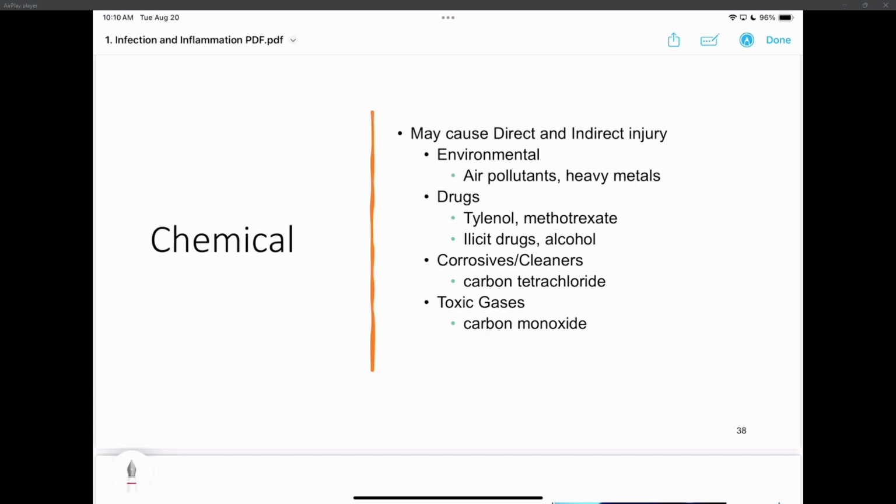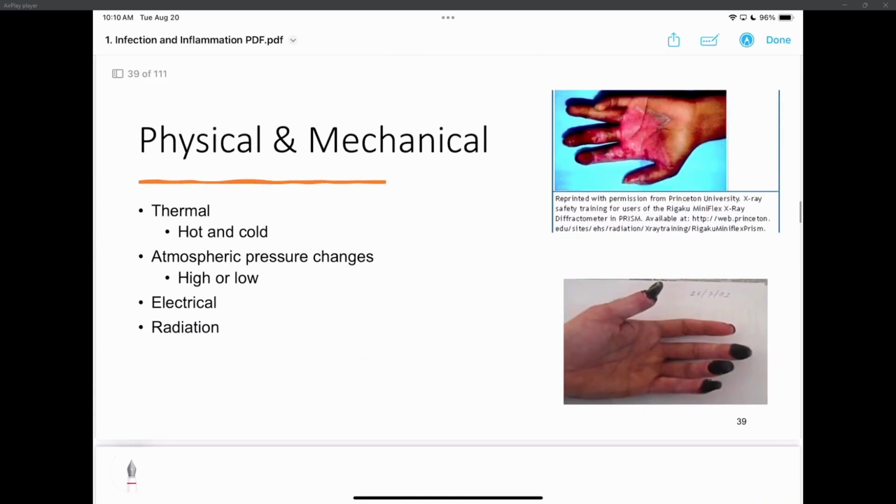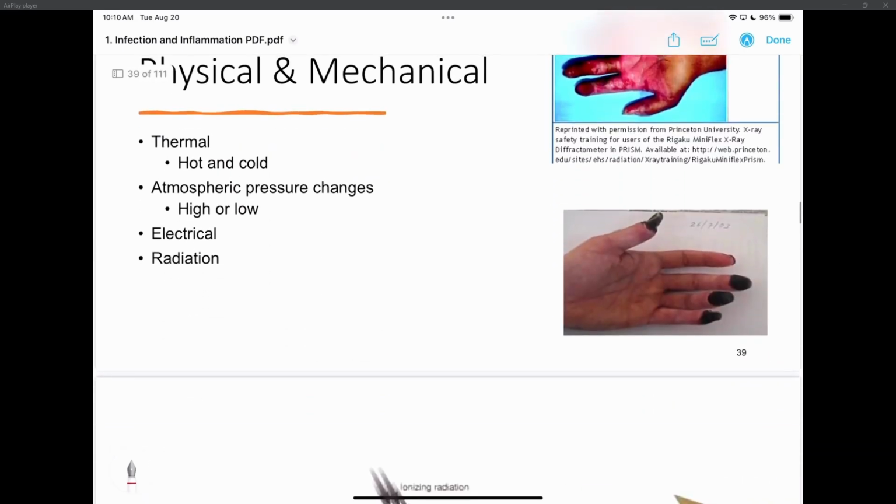Are they on any drugs? What are they taking? Cleaners, that's what I mentioned before, and obviously toxic gases, carbon monoxide. What are they doing for work? Physical, mechanical burns. You obviously have your thermal, hot and cold. Atmospheric changes, high and low, can also cause physical and mechanical things. Electrical and obviously radiation causing burns will cause tissue injury, of course.